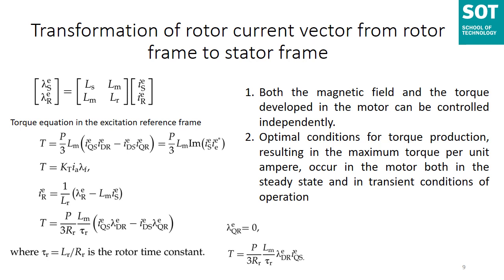Now again let us note that the induction motor's rotor windings are short circuited. In such a condition, VR is equal to 0. So when we put VR equal to 0 and use the operator small p, which represents d by dt, we get the expression.